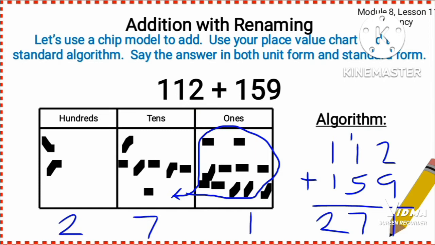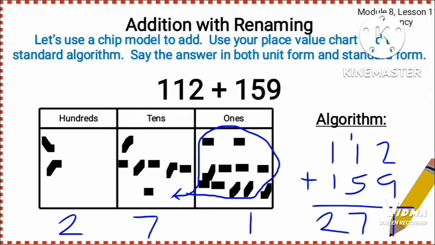add. If you're given 112 plus 159, draw the chips. There's 1 in the hundreds, 1 in the tens, and 2 in the ones, the first number. The second one, 1 in the hundreds, 5 in the tens, 9 in the ones. When you add, you can make a 10. Remember 1, so you have 1 there. The tens now become 7 tens, 200s.